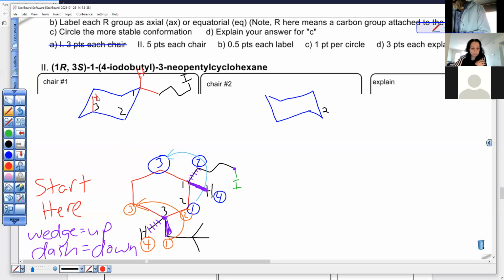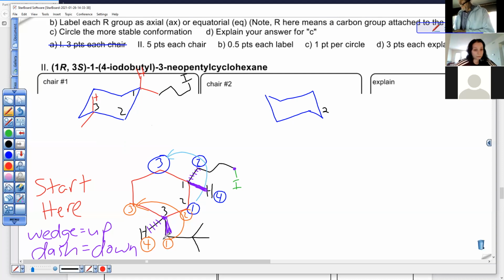Therefore, equatorial is slightly down. And don't do that. That's slightly down, yes, but not parallel to the bond called 1, 2 or the bond called 4, 5. You're going to lose a quarter point. There. Parallel to that and parallel to that and slightly down. Has to be slightly down because axial was straight up. So that's where your neopentyl goes.